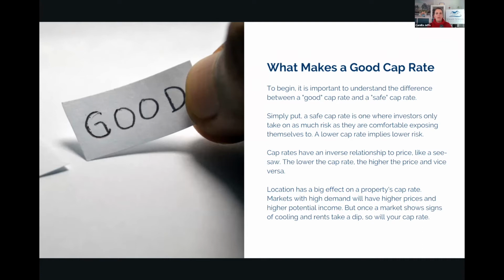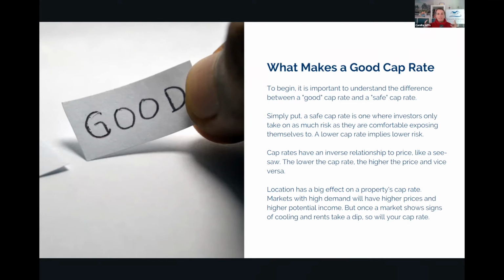So let's talk about what's a good cap rate and what a safe cap rate is. Basically, a safe cap rate is where investors only take on as much risk as they're comfortable with. In cap rates, a lower cap rate implies lower risk. Okay, keep that in mind. Cap rates also have an inverse relationship to price.